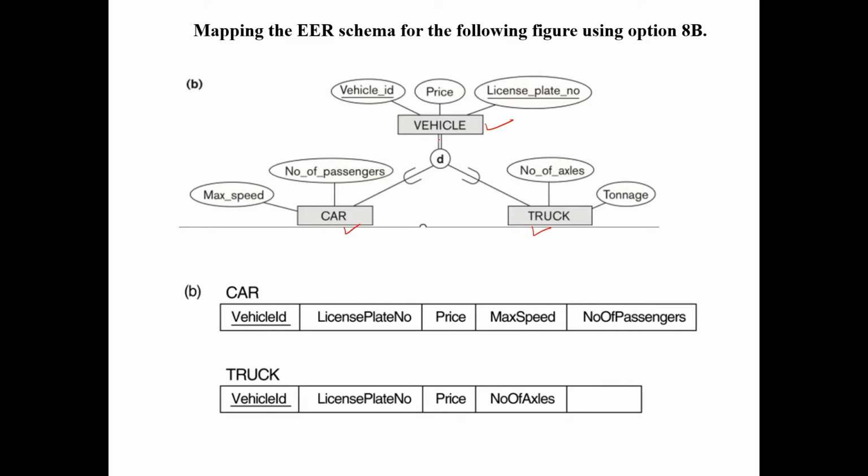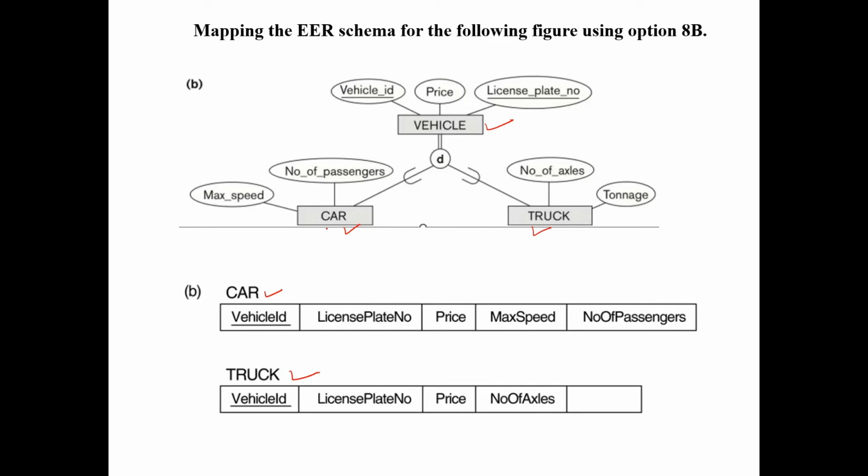Here we can see that it is a total participation and this is D for disjoint. It means that a vehicle can be a car or truck, cannot be both, or cannot be anything apart from that. So each and every vehicle can be either a car or a truck. If such a kind of relationship is there in the superclass subclass, then we can go for creating only the two subclasses. One is car and another is truck. We need not create vehicle as a separate relational schema.